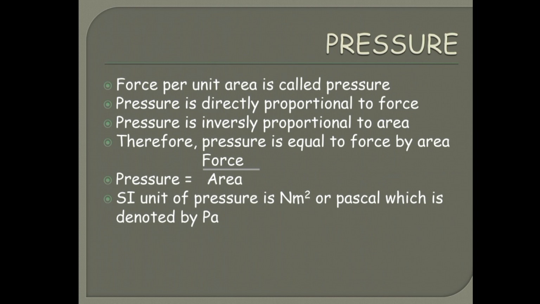By this we can say that pressure is directly proportional to force and it is inversely proportional to area. By this we get that pressure is equal to force by area. So we get the formula pressure is equal to force by area. And the SI unit of pressure is Newton per meter square or Pascal, which is also denoted by Pa.